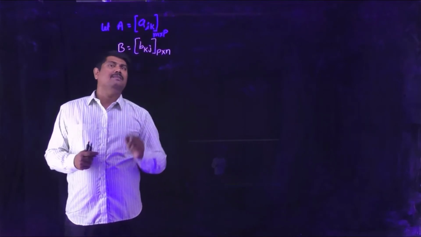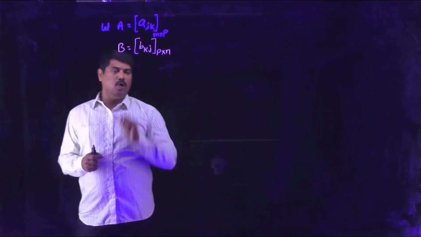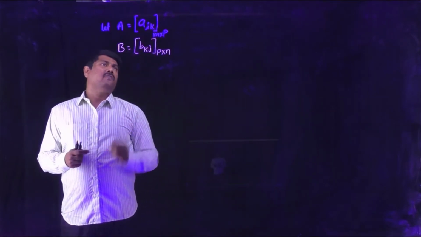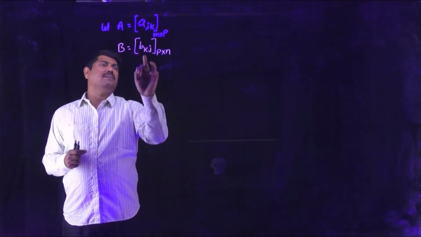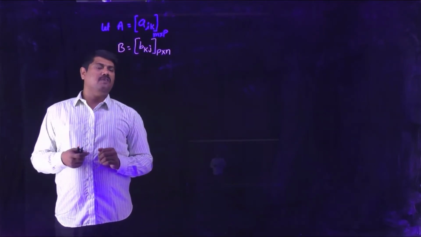so elements are represented with a small a notation. B is the matrix, so that elements are represented with a small b notation. And i, k are indications for row and column of A. Here k, j are also indications of row and column of B.